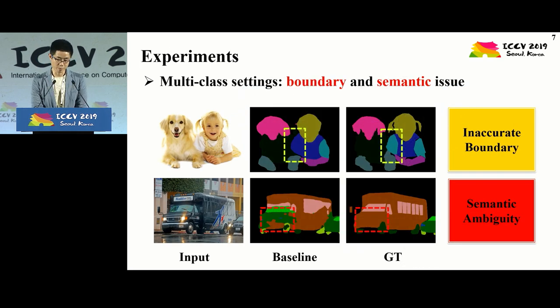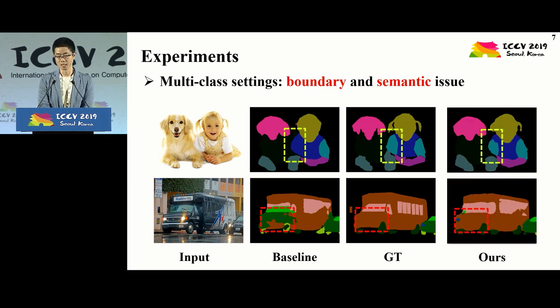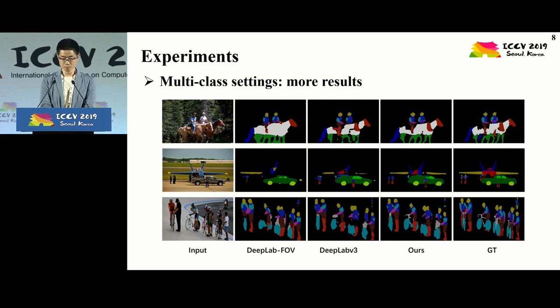For the experiments, in the multi-class setting, you can see from the last column of our images that we generate more accurate boundaries, and in the second line, our method generates more accurate results. And here are some more results compared to the ground truth and the baseline model, DeepLab version 3.